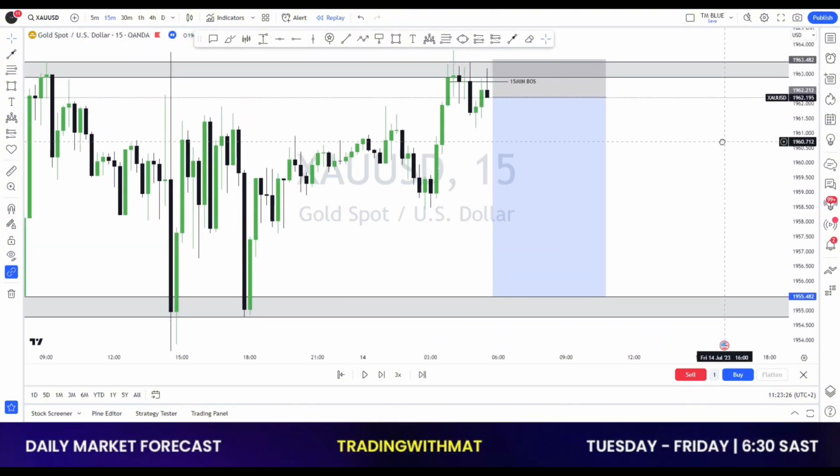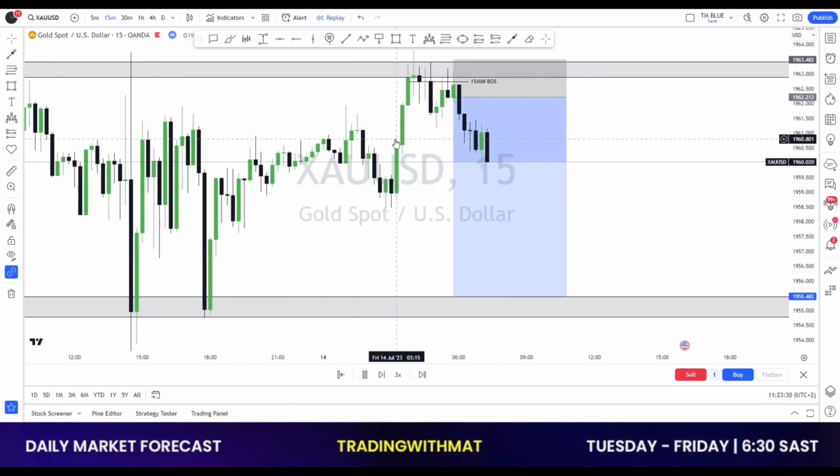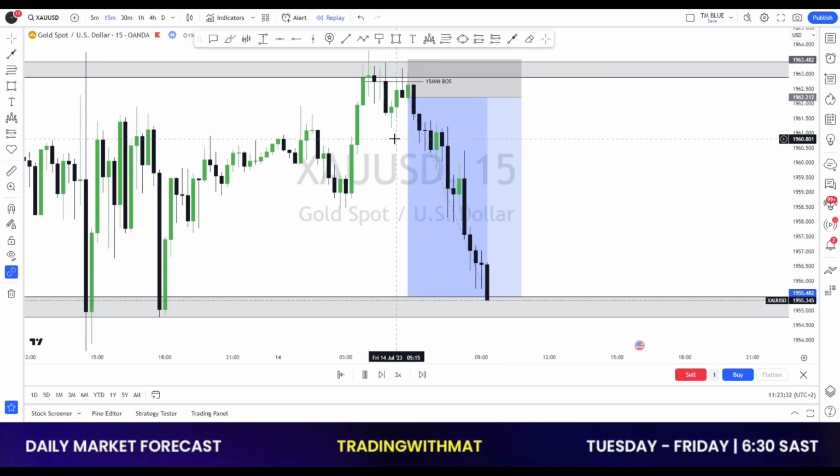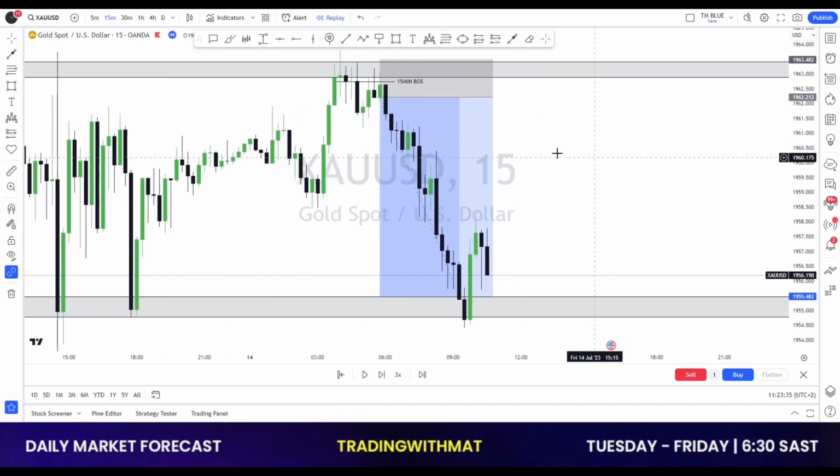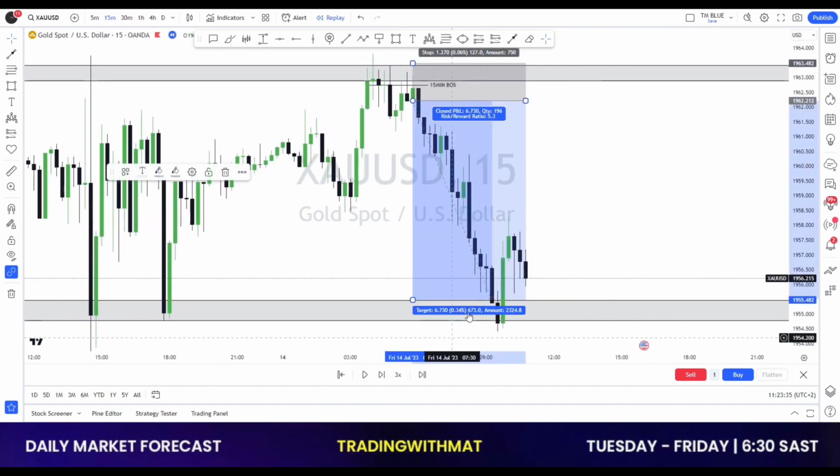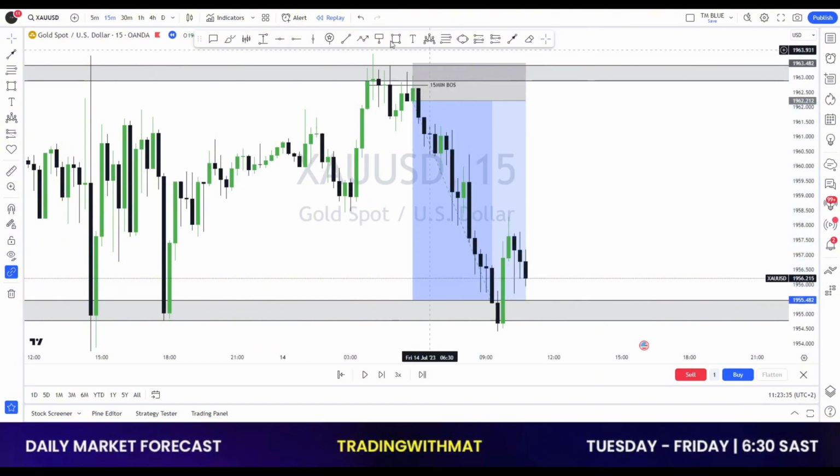So this is what we discussed this morning by mistake, actually. And then take a look at what happened from there. All right, so this was the trade that we discussed. This was a clean 67 pips with a 12 pip stop loss, which is perfect.